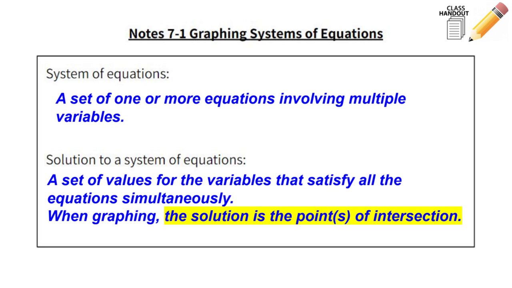So when we have one or more linear equations, we're going to learn how to find the solutions for those systems. A solution to a system of equations is a set of values for the variables that satisfy all the equations simultaneously, meaning at the same time. When we're graphing systems of equations, the solution is the point or points of intersection. Where the two lines cross is the solution to the system, because that is the only point that makes all of the equations true simultaneously. We're going to look at examples in the next slide.